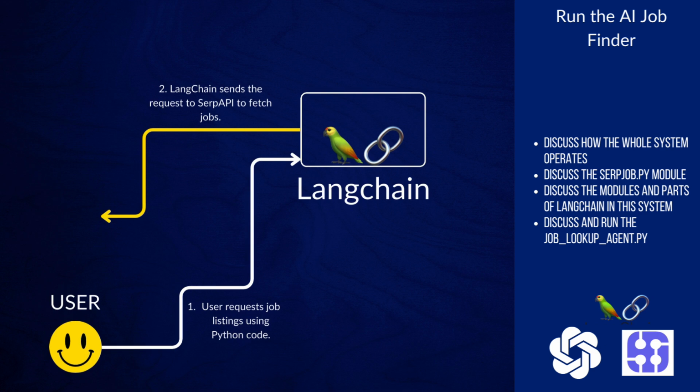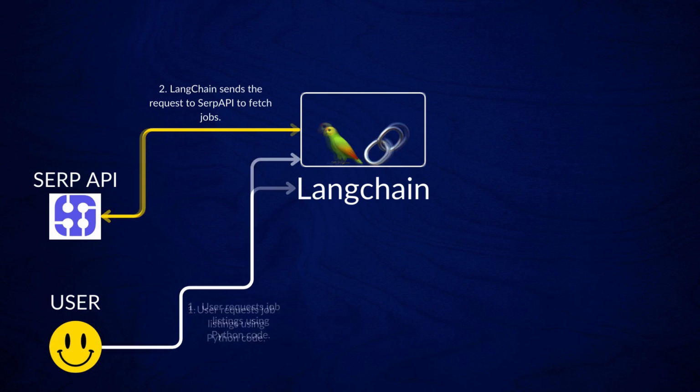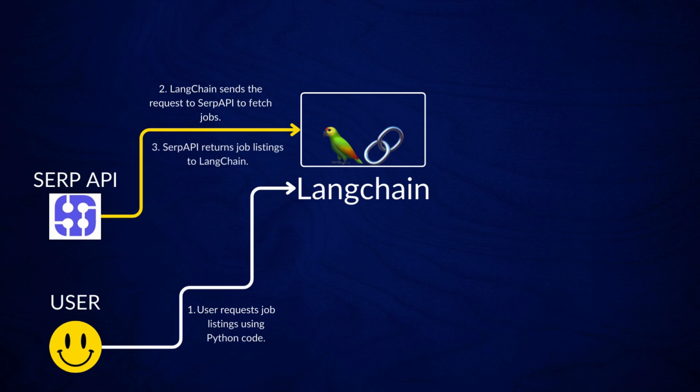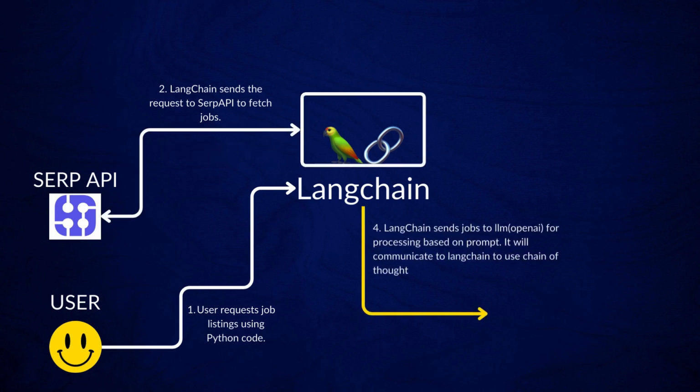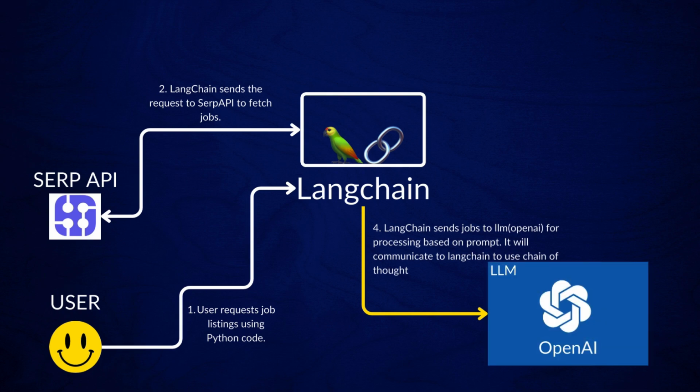It sends this pre-coded prompt to SerpAPI, a robust tool that fetches job listings from the web based on your specified criteria. After querying the web, SerpAPI returns a list of job postings that match your search criteria back to Langchain. Langchain then forwards these job listings to the LLM, which for this we are using the OpenAI language model.